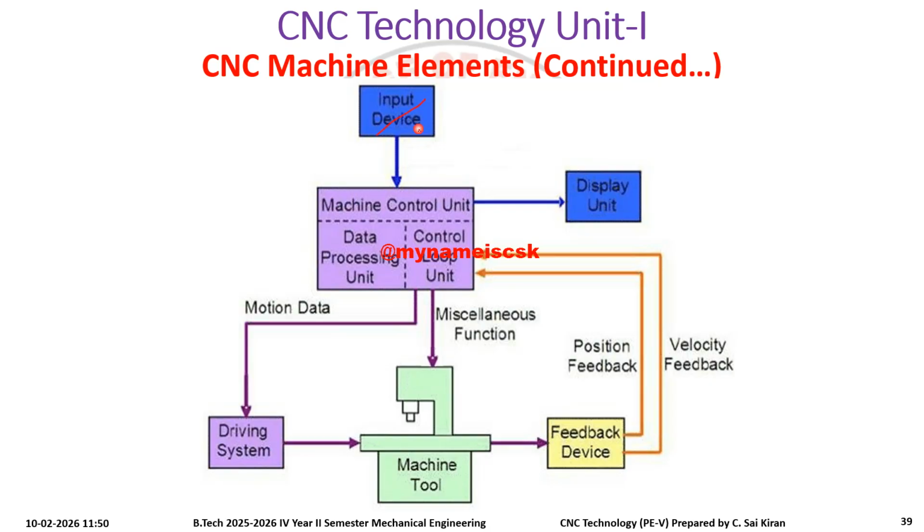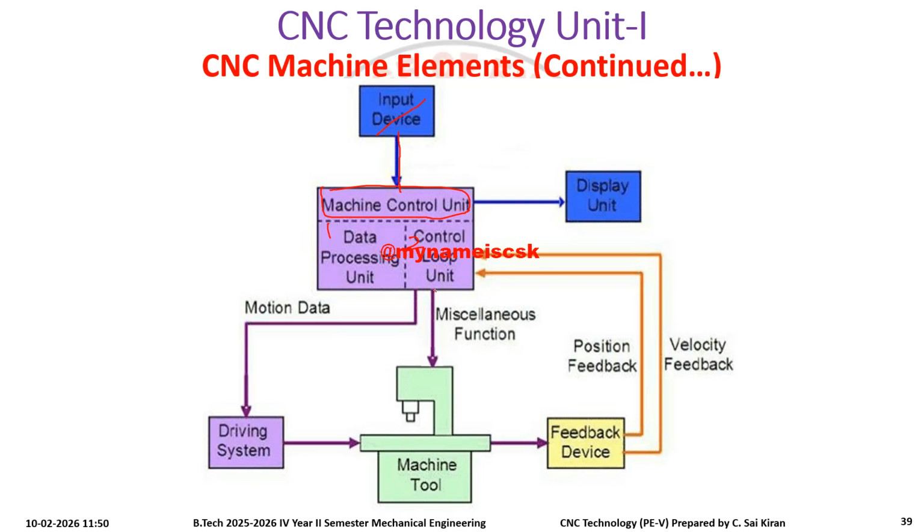From the input device, we will give all the inputs, like the program or anything, to this machine control unit. And this machine control unit has two things. First one is data processing, and second one is control loop unit. The data processing unit will process the data which we get from input and pass it to the control loop unit, and the control loop unit will show a few of the things I want to show on the display.